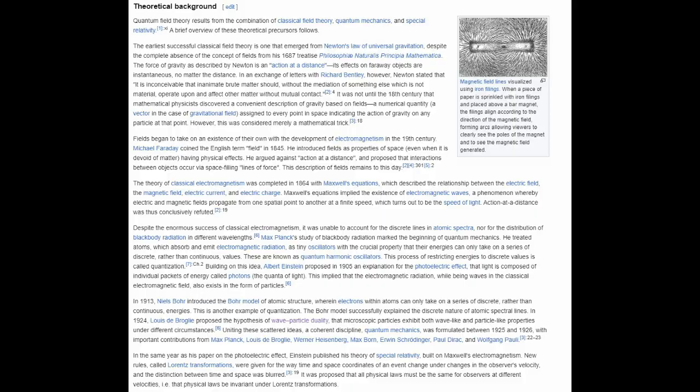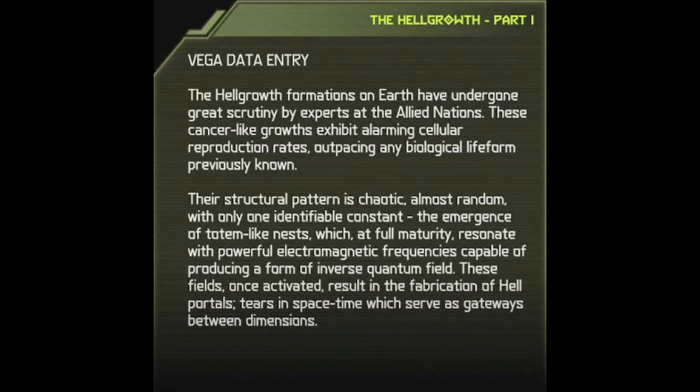All facets of the universe, from matter to energy and even space-time, exist as quantum fields. Hell growth results in the production of inverse quantum fields of a relativistic and electromagnetic nature via electromagnetic resonance. This inverse quantum field tears apart space-time, resulting in the fabrication of hell portals.